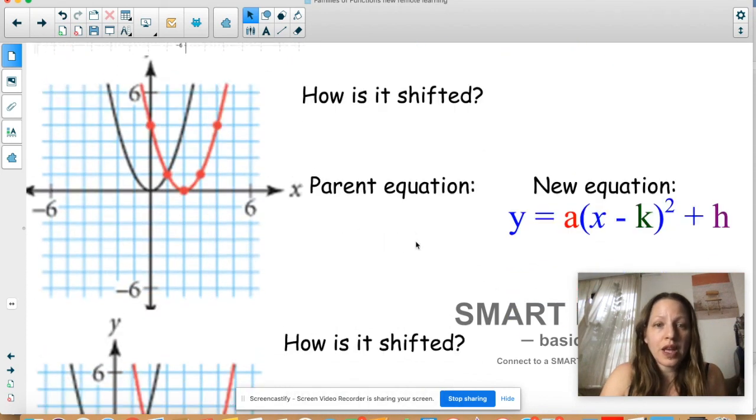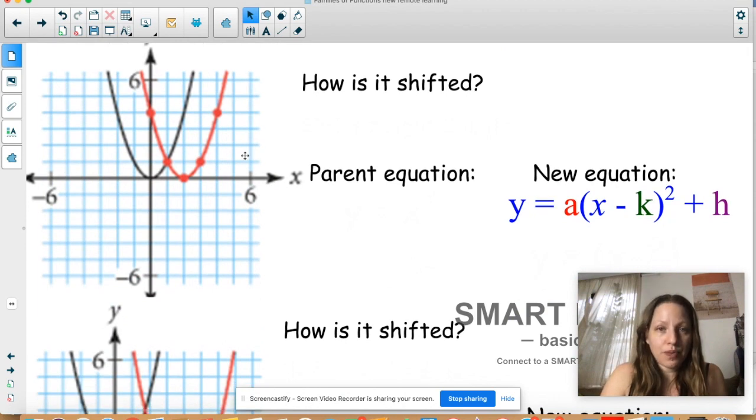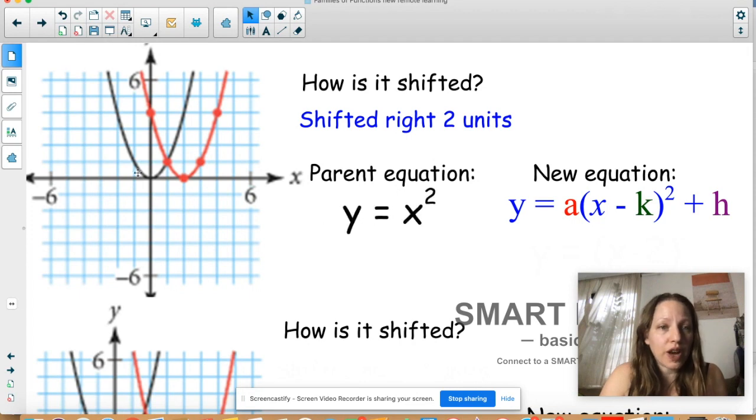Okay. So here's another example. So how is this shifted? Well, if I look at the black graph, it goes to the right 2 spaces. Okay. So the parent equation of quadratic is y equals x squared. So since it's right 2 spaces, left and right goes inside parentheses. So it's going to be x minus 2 inside parentheses because right is negative.